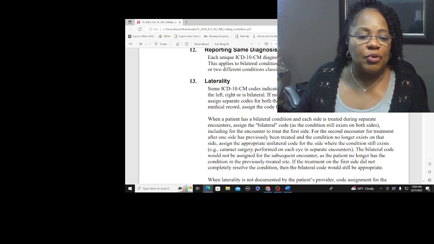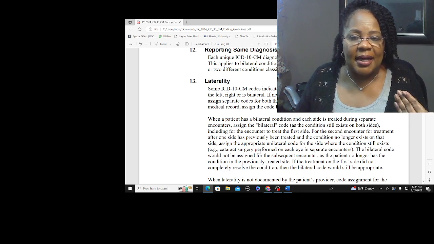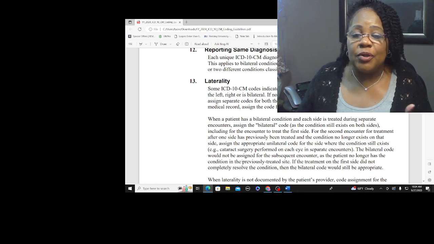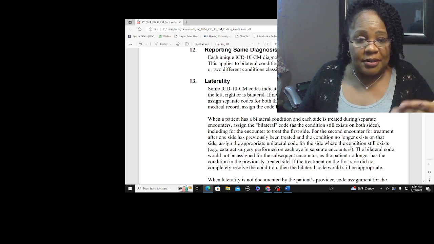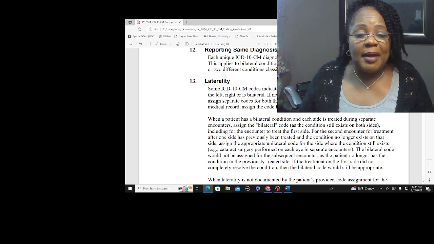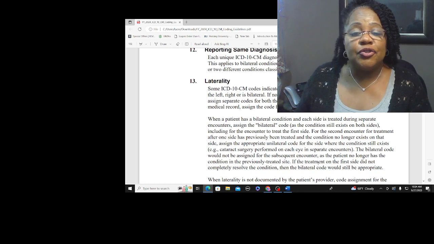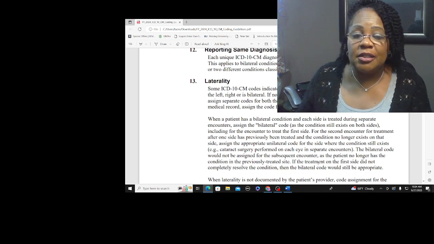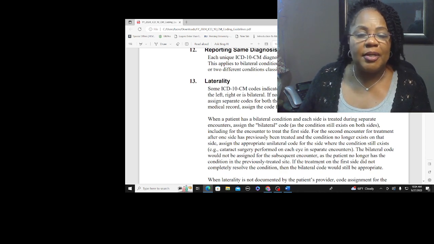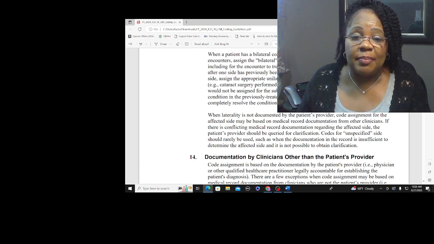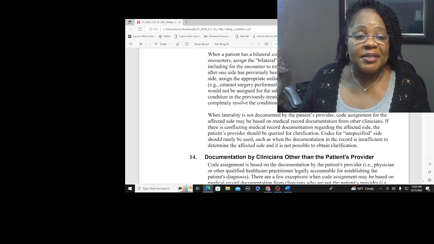And you see that quite a bit with cataract surgery that's performed on each eye. They tend to do one eye at a time. It says the bilateral code would not be assigned for the second encounter, as the patient no longer has the condition in the previously treated site. And if the treatment on the first side did not completely resolve the condition, then the bilateral code would still be appropriate.